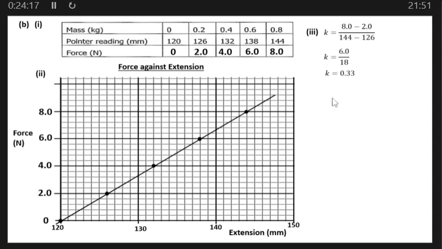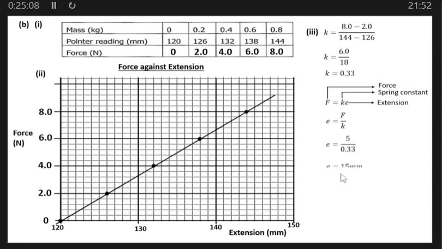Then after you have found the spring constant, bring the formula which connects the extension. The formula is force F is equal to K, which is spring constant, times E, which is extension. Then after that, you make E the subject of the formula, because that's what you are being asked to find. So you say E is equal to F divided by K. Then you are going to substitute. Where there's F, you put force, then where there's K, you put 0.33. F, force, we were told, is 5 newton. So you put it here. Then the spring constant, you put it here. Then you divide. You find that the extension is 15 millimeters.